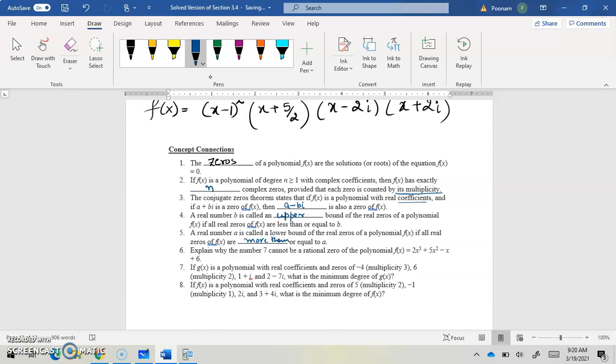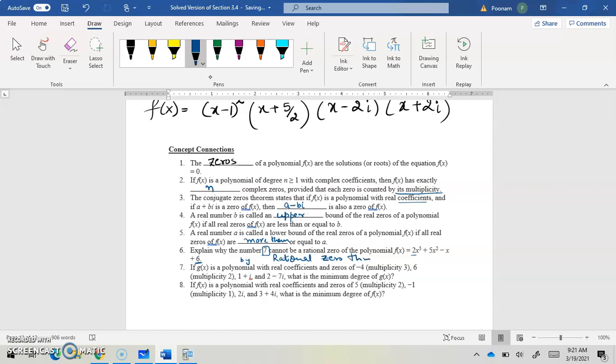Explain why 7 cannot be a rational zero of this polynomial. You see the constant term is 6 and the leading coefficient is 2. So the only possible rational zeros can be made with the numerator coming from the factors of 6 and the denominator coming from the factors of 2. So 7 is not possible by the rational zero theorem.